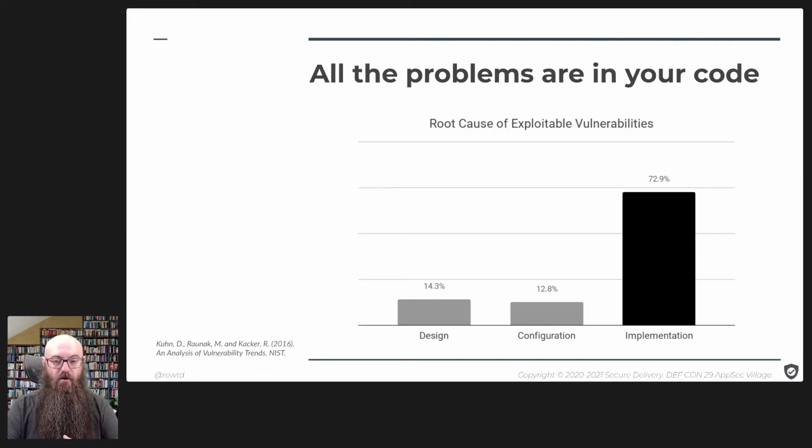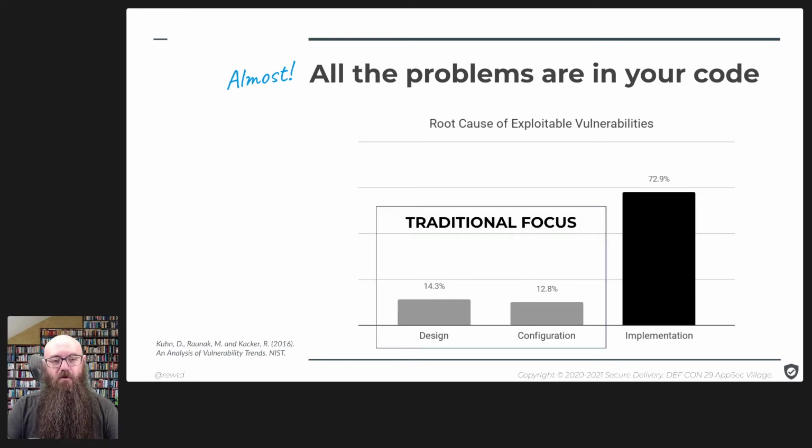So in this study of the root causes of all CVEs reported in the 8 years between 2008 and 2016, almost all are in code, right, in the implementation section. This makes sense because there are only so many ways that you can screw up a design or configuration. But there are countless ways to screw up while coding. It's extremely complex. The traditional focus of cybersecurity, design reviews, configuration, hardening, that sort of thing, sits in this area. It's useful, but it's far from the whole picture.